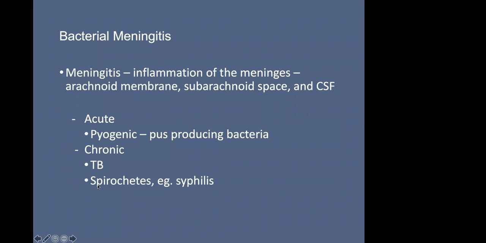It can be divided into two groups, acute and chronic. The acute one we call pyogenic meningitis, which is caused by virulent bacteria. Chronic lesions are caused by tuberculosis. We see them even now in this country. Spirochetes like syphilis, which is very rare right now.